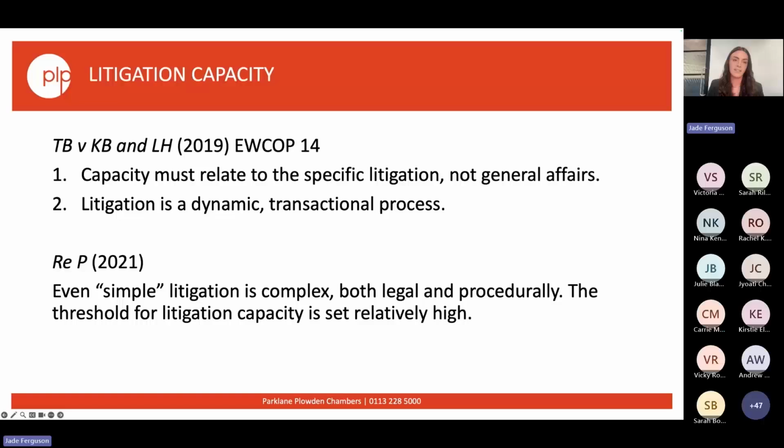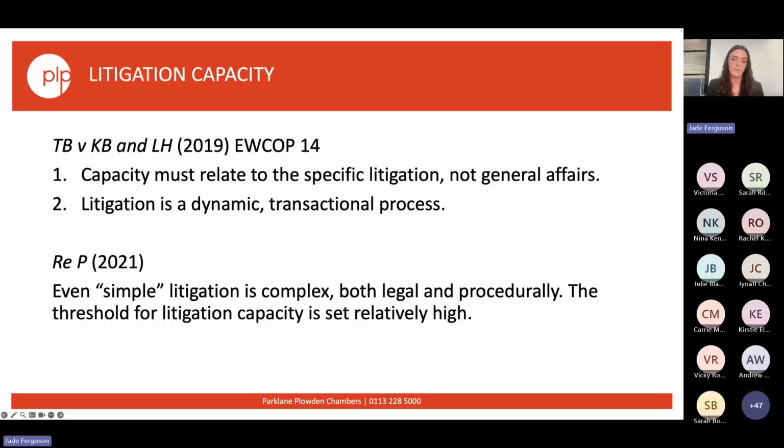And there needs to be a certain level of mental agility by your client to be able to process that information over time. So again, it's just something to keep in mind that at the start of litigation, it might appear that your claimant does have litigation capacity, but perhaps as things become more complex, it might occur to you that actually they might not have capacity.